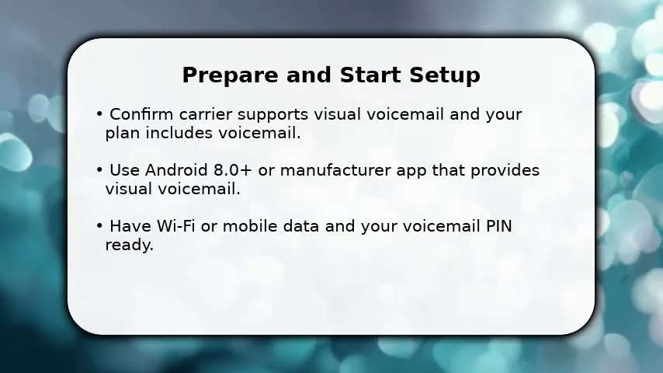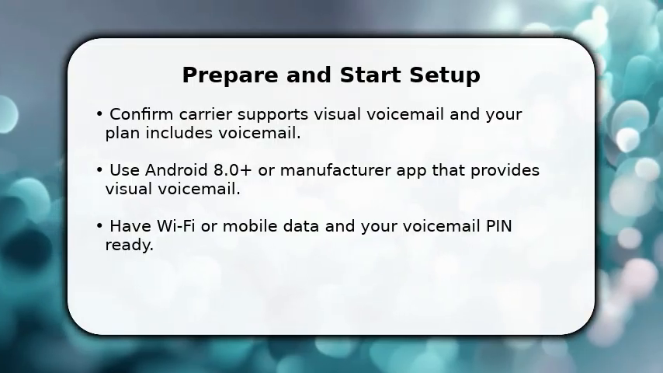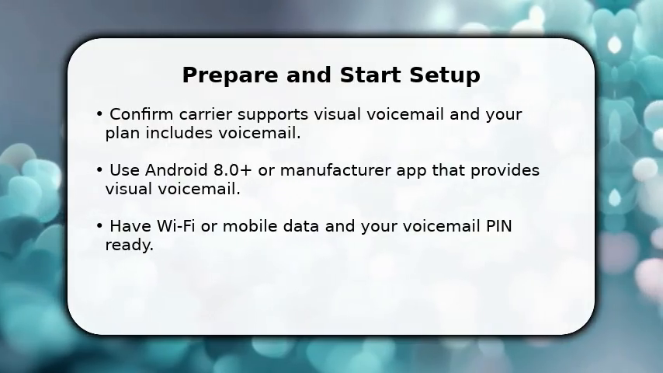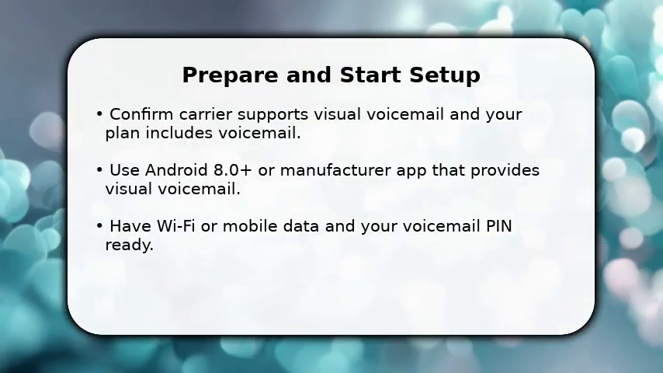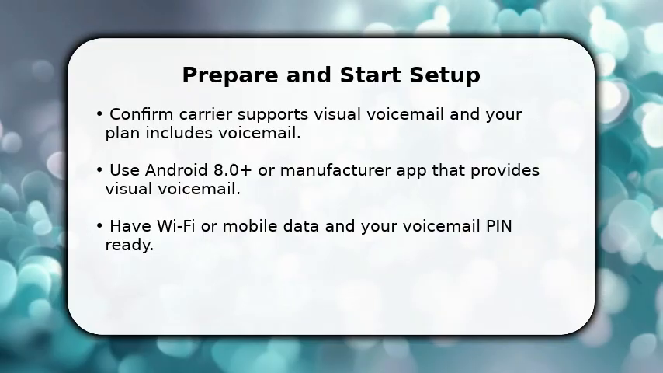You begin by confirming service and device compatibility. If your carrier or plan lacks visual voicemail, it won't work, so check first. Next, open the phone app and go to Settings to look for visual voicemail or voicemail settings. Many phones use a built-in or carrier app.